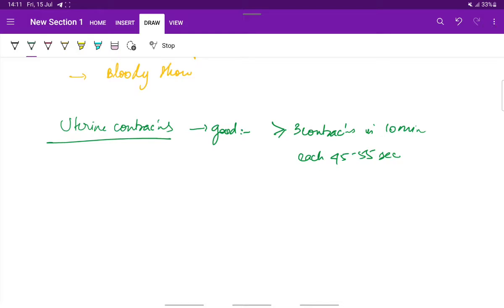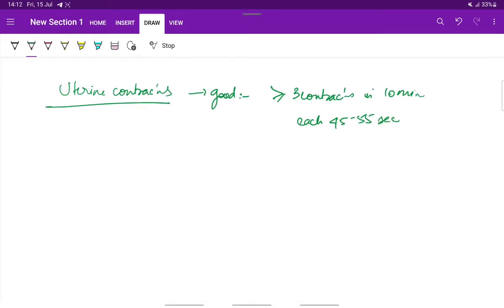And as we have seen in the previous video about the upper segment and lower segment, the upper segment contracts, becomes thicker and thicker as the labor progresses, whereas the lower segment becomes thinner and stretched to receive the fetal head. The junction between these two is called as the physiological retraction ring.